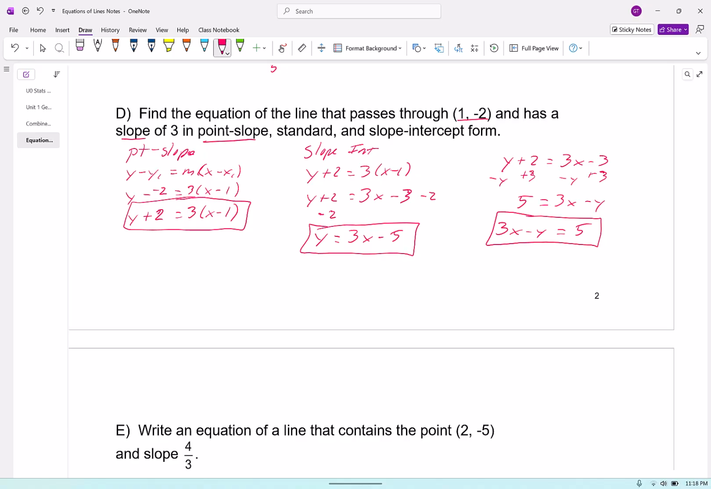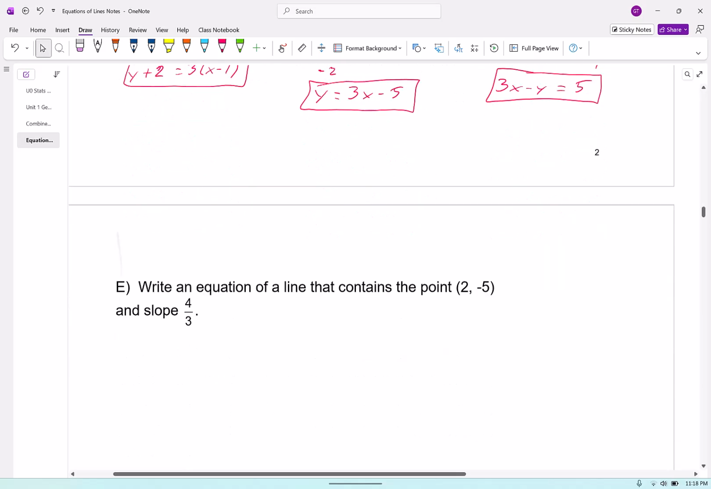So you see how you go from one to the next. But point slope is usually going to be the place where you start.